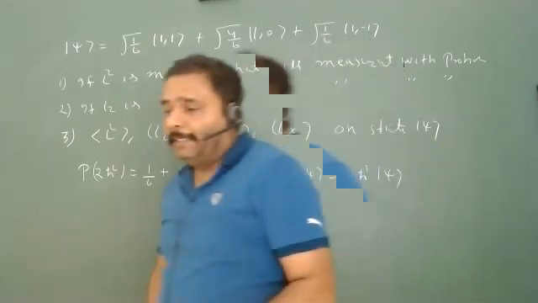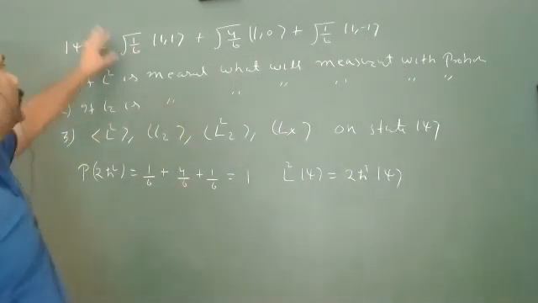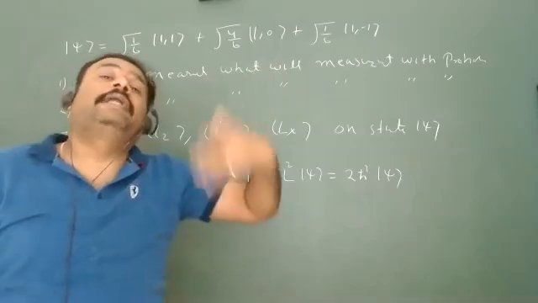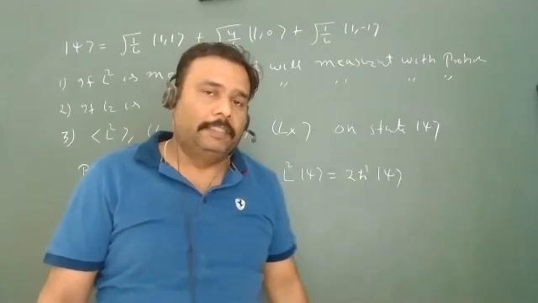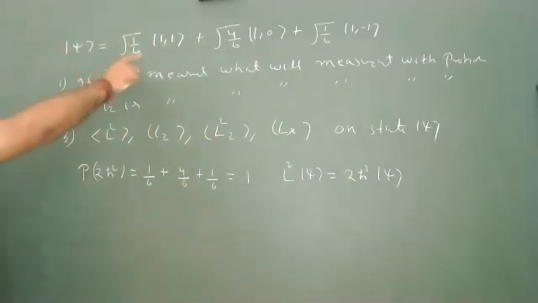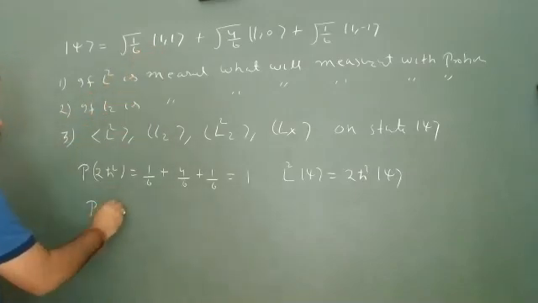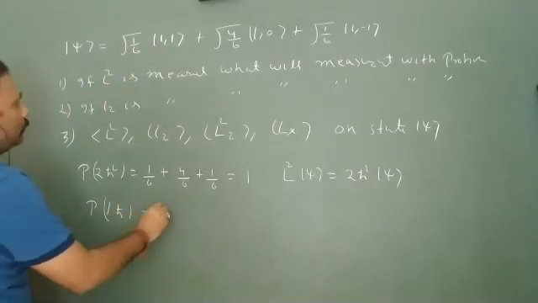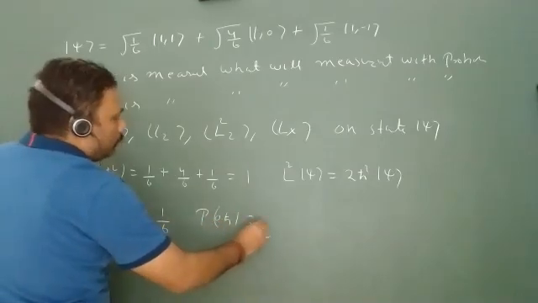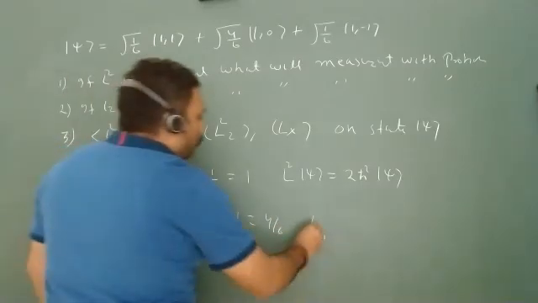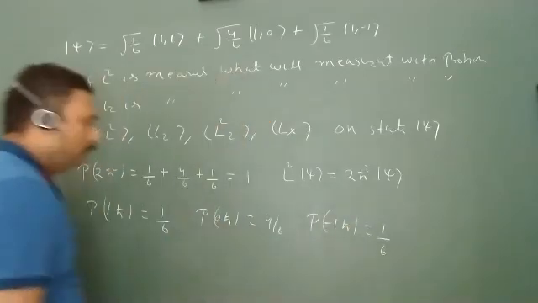But for Lz, this is not the eigenstate. This is an eigenstate of L square, but it is not an eigenstate of Lz. Look here: if you are measuring Lz, the probability of 1 h cut is 1 by 6, the probability of 0 h cut is 4 by 6, and the probability of minus 1 h cut is again 1 by 6.